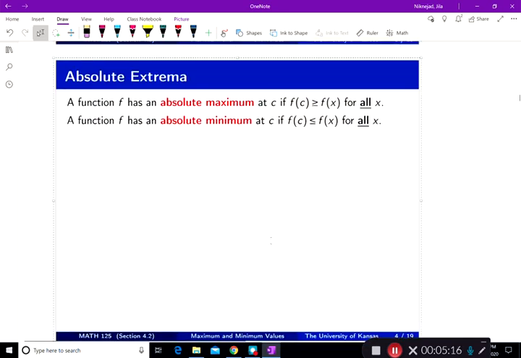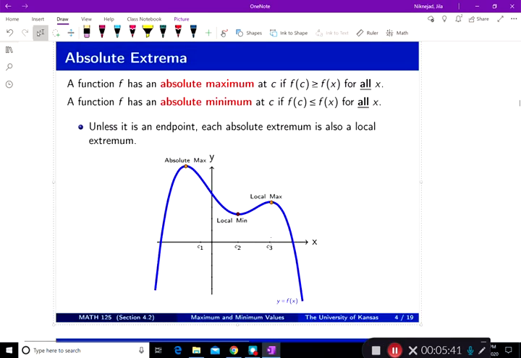Now let's discuss absolute maximum and absolute minimum. A function has an absolute maximum at c if f of c is bigger than or equal to f of x for all x, not just the neighborhood, but all x. And a function f has an absolute minimum at c if f of c is less than or equal to f of x for all x. Notice that endpoints can be included in here.